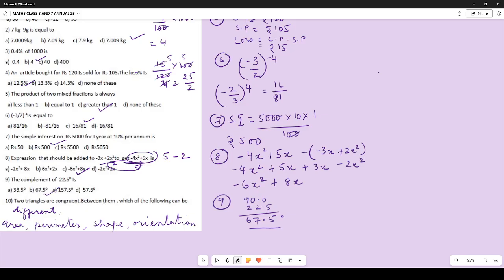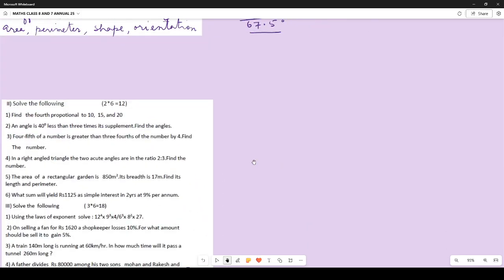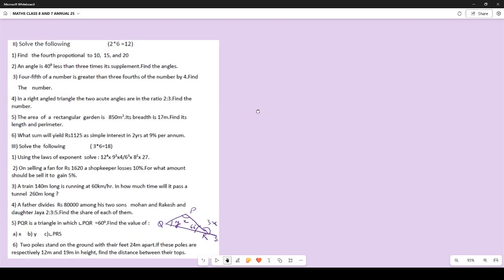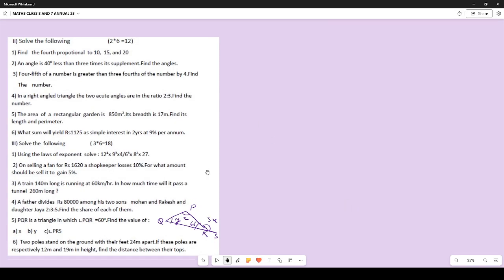Two triangles are congruent. Between them, which of the following can be different? Area, same. Perimeter, same. Shape, same. Orientation can be different. What do we mean by orientation? That means they can be placed differently, but everything else remains the same. So this was it for the MCQs. Let us move on to the next set of questions, which are 2 mark and 3 mark questions.